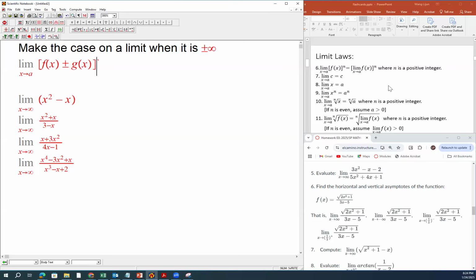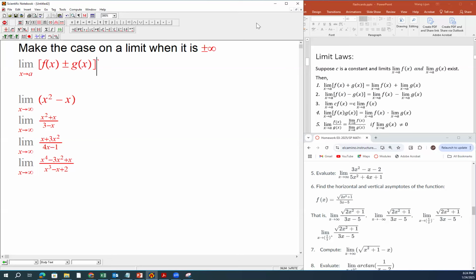So on the limit law, we have this very important assumption that both limits individually must exist, and then we can do adding, subtracting, multiplying, dividing, and also guarantee the denominator of the limit does not equal 0. And there are other properties on the next slide.